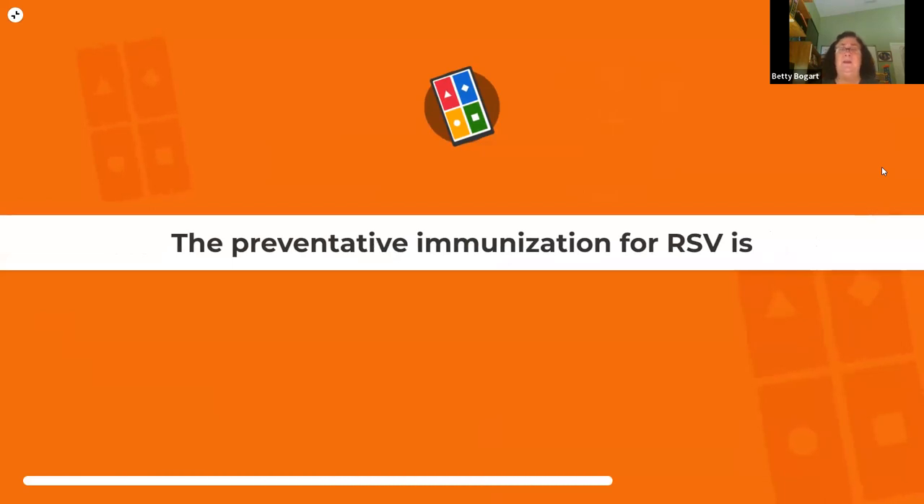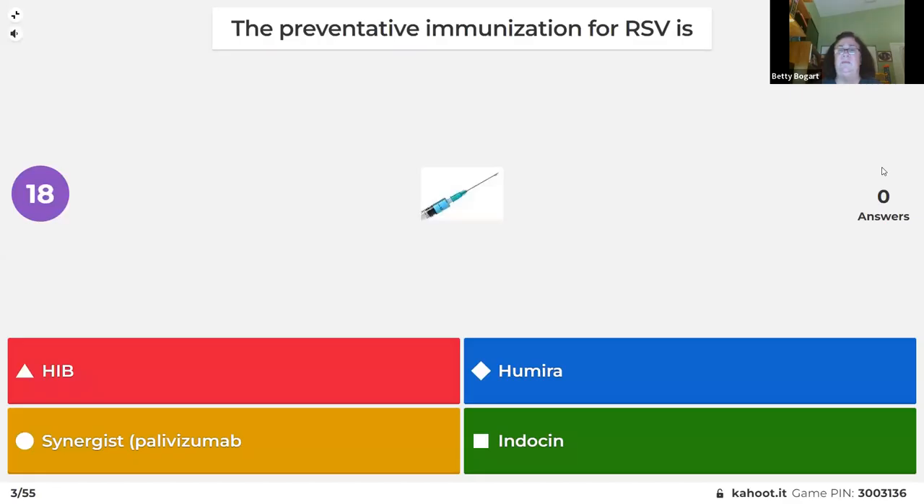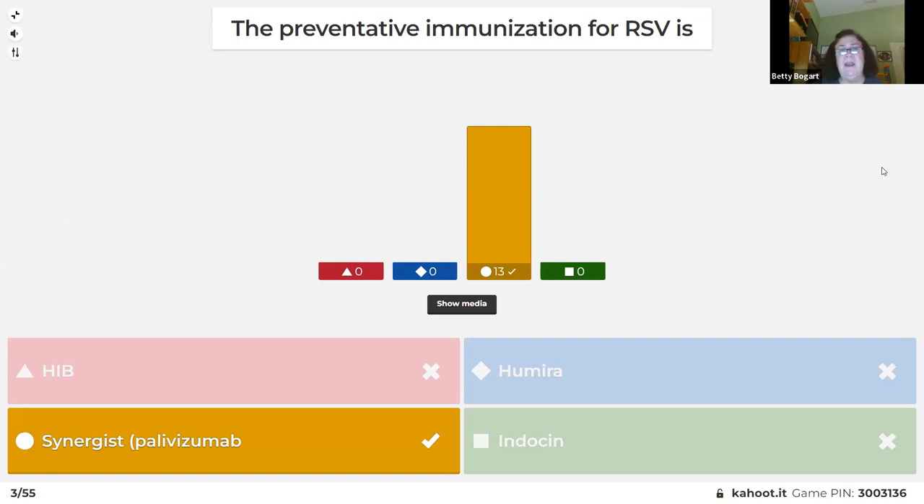The preventative immunization for RSV is what? And I've also put the generic and the brand name there. It is thinner, just absolutely good job.